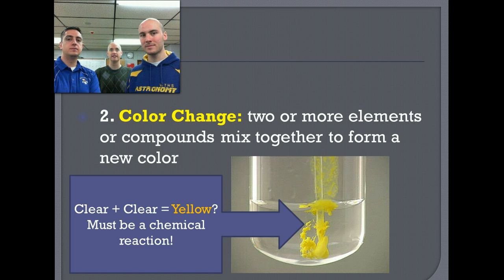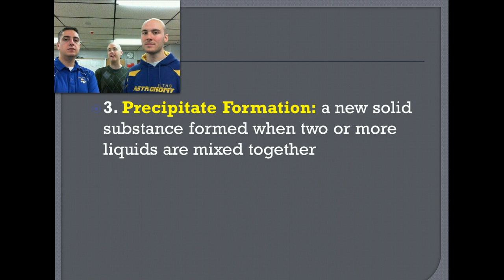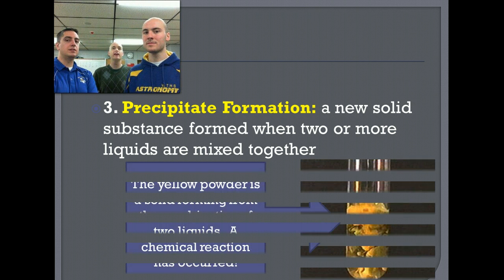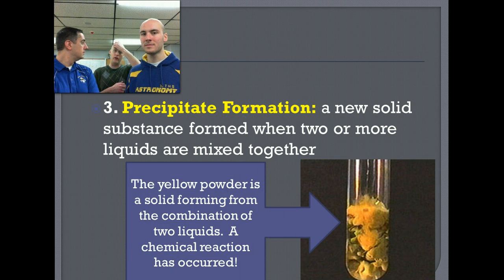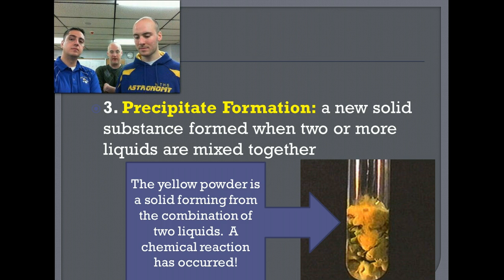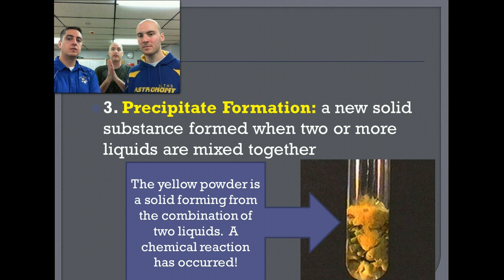Let's look at this one. Precipitate formation. Sounds fancy schmancy. What it is is that a solid substance is formed when 2 or more liquids are mixed together. So you're going to combine 2 liquids, and then they combine chemically to make a new compound that is solid. You can see here this weird looking yellow brownish powder, a solid forming by combining 2 liquids.